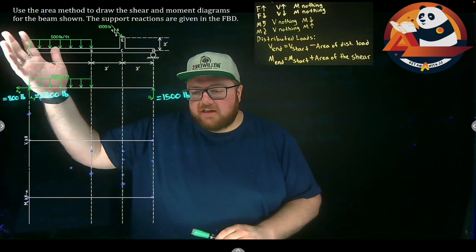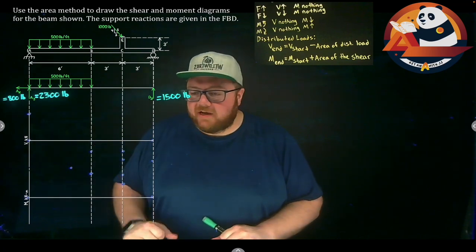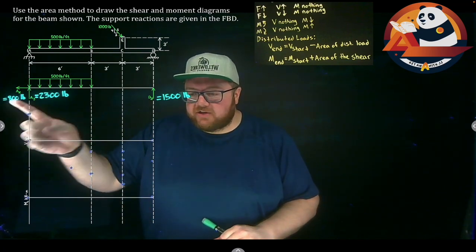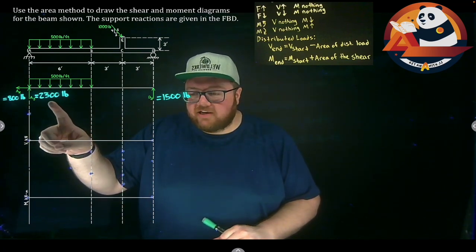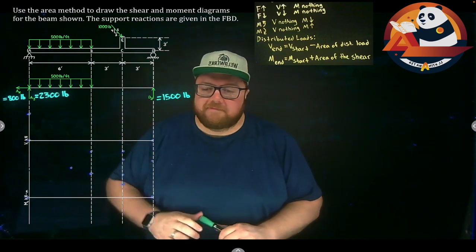Let's tackle an example problem. In this one, let's use our area method to draw the shear and moment diagrams for the beam shown. We're given our support reactions: AX is 800 to the left, AY is 2,300 pounds going up, and DY is 1,500 going up.